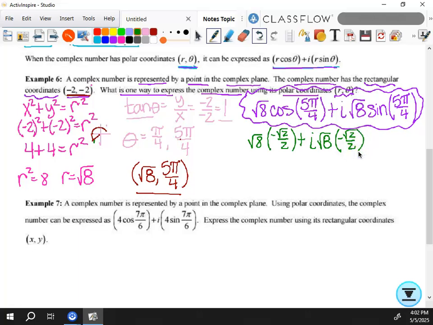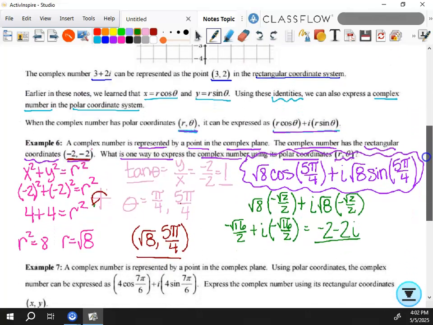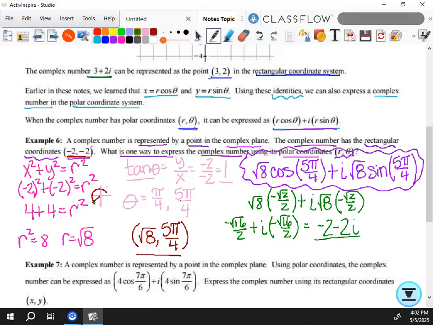So when I multiply those together, that's going to give me negative square root of 16 over 2 plus i times negative square root of 16 over 2. Well, the square root of 16 is 4, divided by 2 is 2, so this is going to give me negative 2 minus 2i. So there's my imaginary number. Look back up here to take an imaginary number and put it into rectangular coordinates. That would give me negative 2, negative 2, and I'm right back where I started.